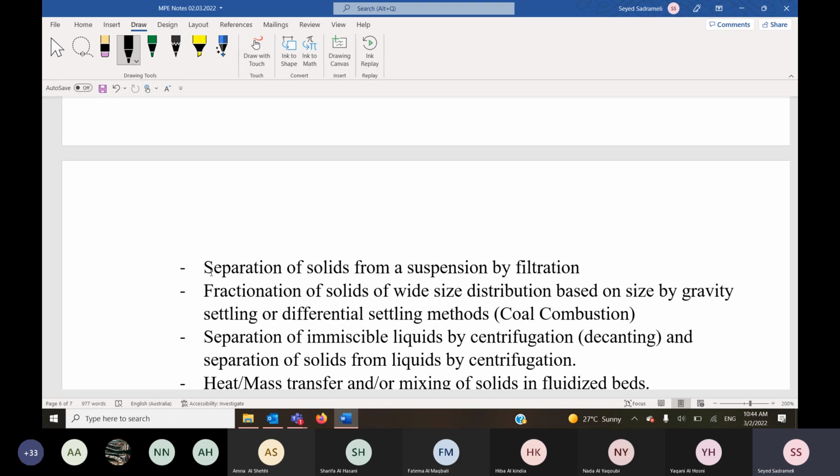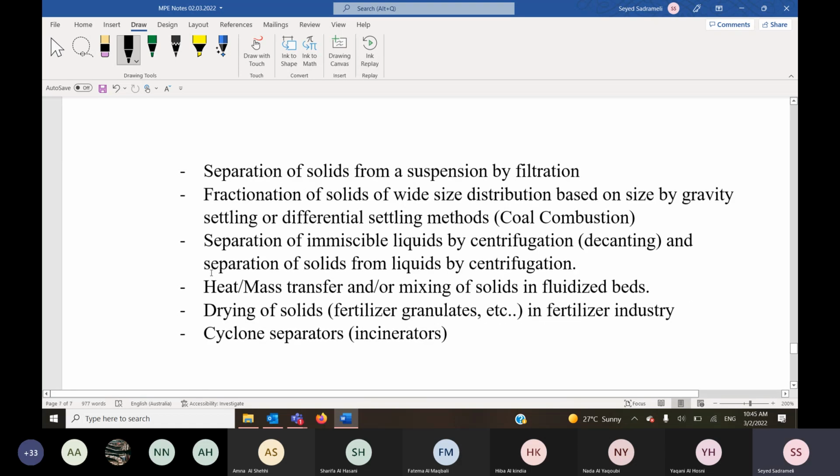Or fractionation of solids of wide size distribution based on size by gravity settling or differential settling methods, like in coal combustion. So in the coal combustion, if we want to use a particular size of coal materials, we have to use this type of separation by fractionation of solids of wide size distribution and separate a specific size of coals and send them to the coal combustion.